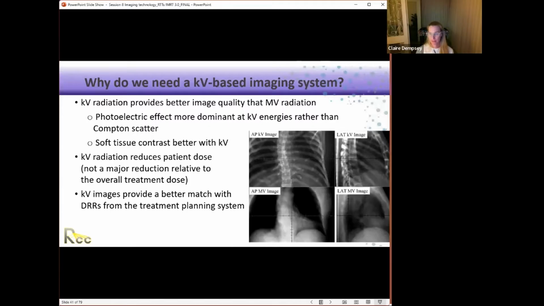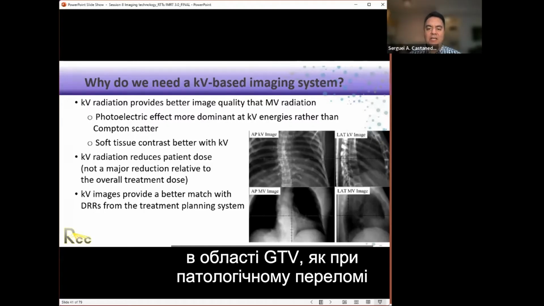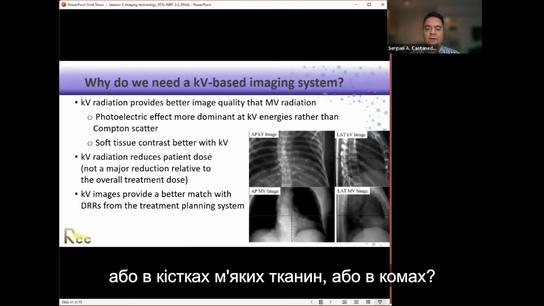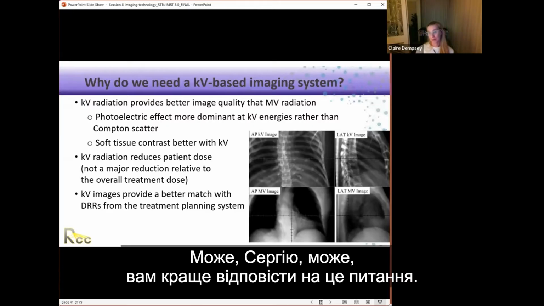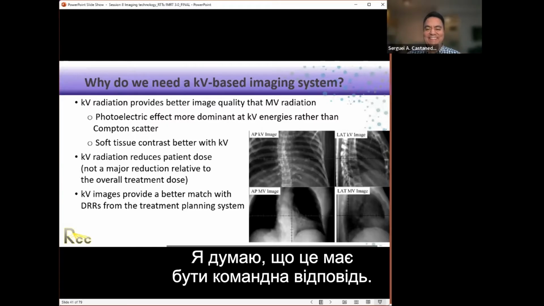So. Very good. Second question was, what about the metallic prosthesis in the field of GTV, like in a pathological fracture in the bone of any cancer or in bone of soft tissue sarcomas? Maybe, Sergey, maybe you're better to answer this. You're a radiation oncologist, right? I think this should be a team answer.